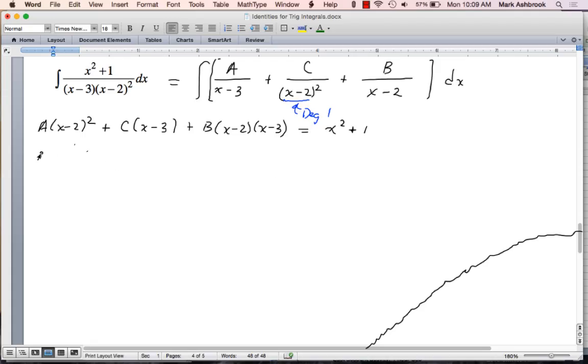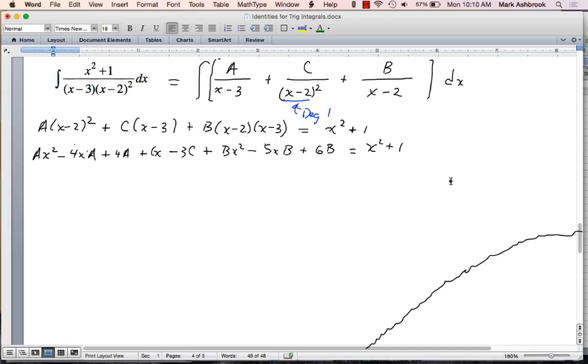Here we go. We're going to have ax squared minus 4xa plus 4a plus cx minus 3c plus bx squared minus 5xb plus 6b equals x squared plus 1. Check my math. Did I expand everything right? x squared minus 4x plus 4, x minus 3, x squared minus 5x plus 6. Okay, got it.